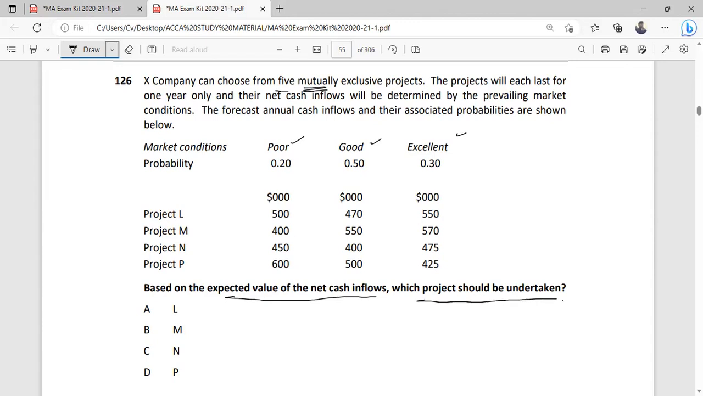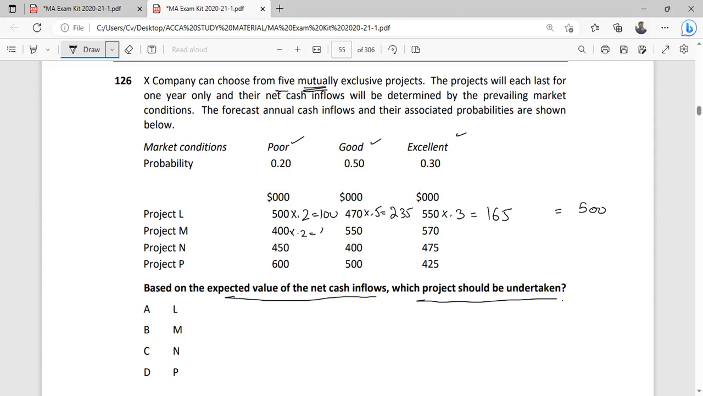So we will do what? 500 multiplied by 0.2, it is 100. 470 multiplied by 0.5, 235. 550 into 0.3, it is 165. We will add these 3 values. Then the sum of these values is 500.